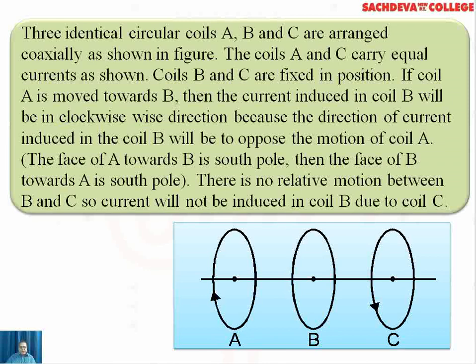The face of A towards B is a south pole, then the face of B towards A is a south pole. There is no relative motion between B and C, so current will not be induced in coil B due to coil C.